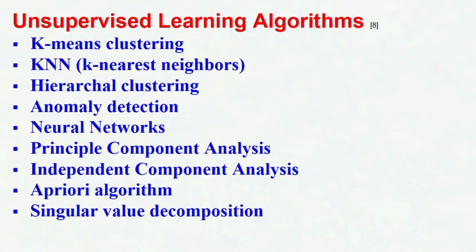Some of the common unsupervised learning algorithms are k-means clustering, K nearest neighbor, hierarchical clustering, anomaly detection, neural networks, principal component analysis, independent component analysis, a priori algorithm, and singular value decomposition.